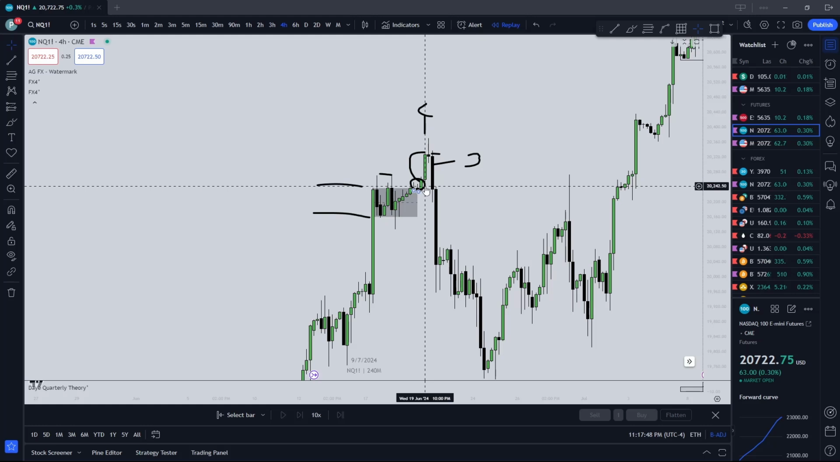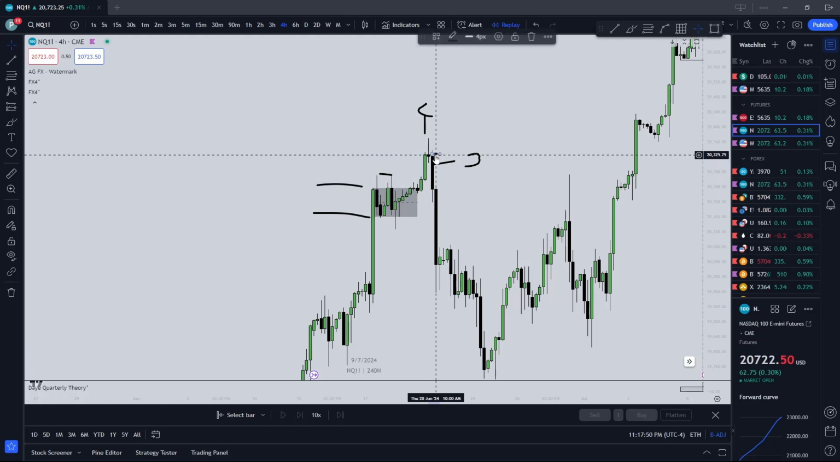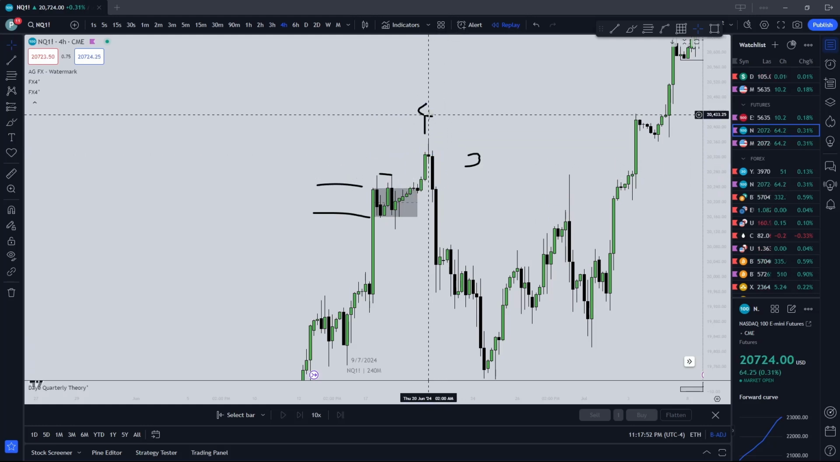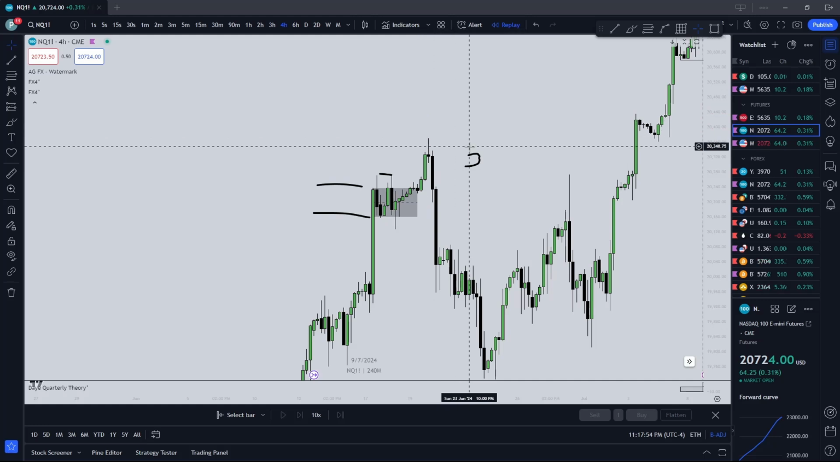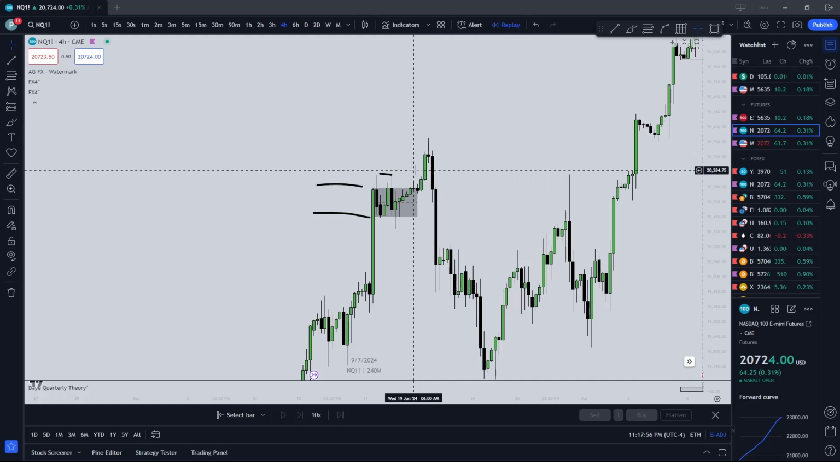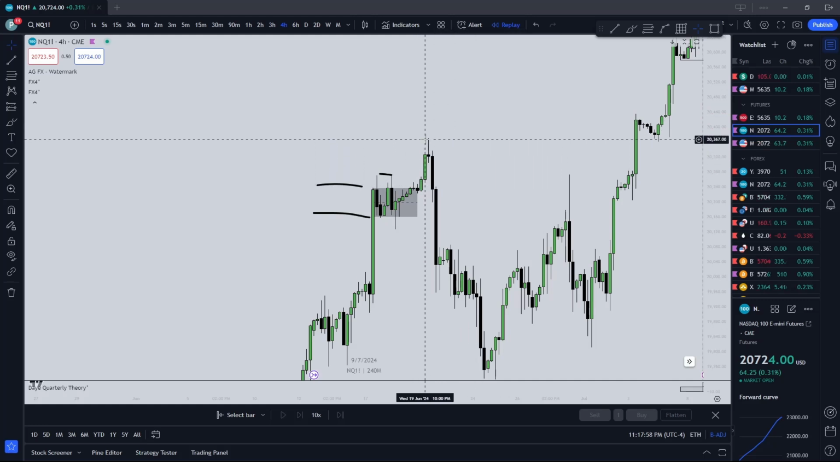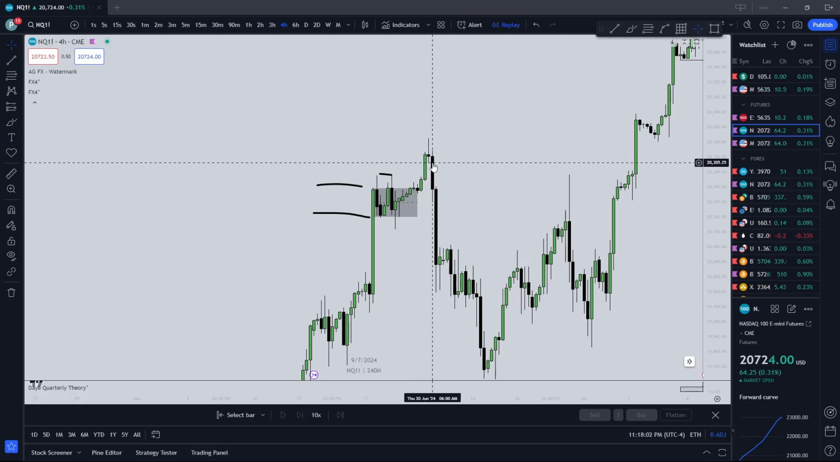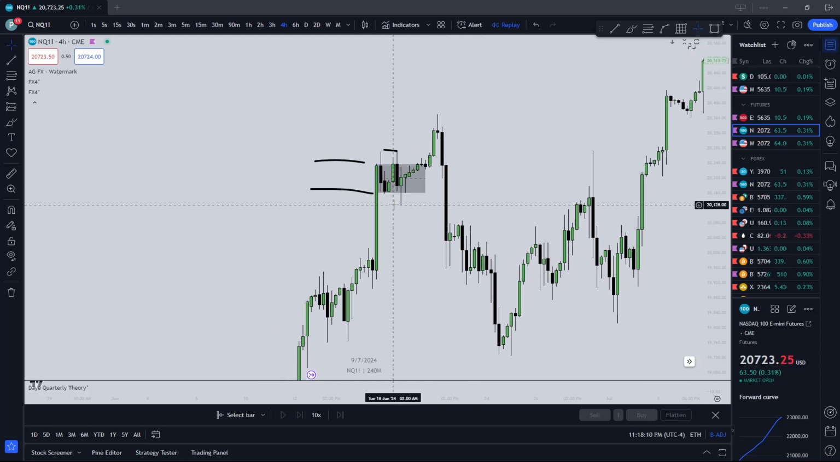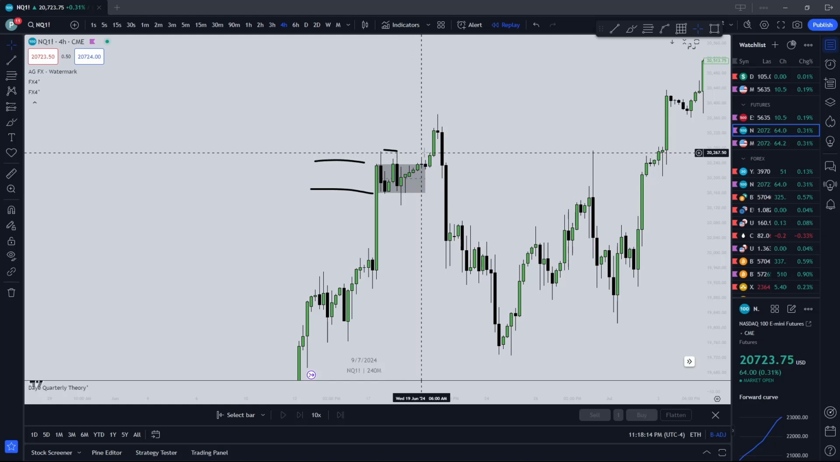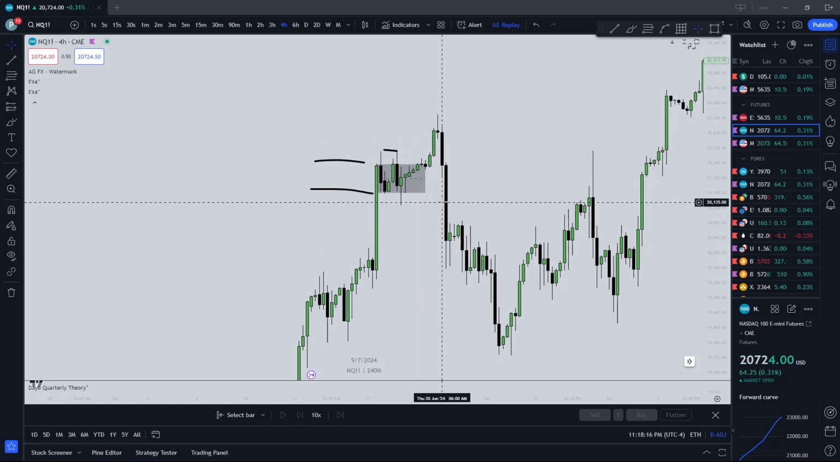Gonna delete all the marks off the chart and visualize that concept with our Asian manipulation into our London manipulation. With our Asian accumulation, London manipulation into our 6 a.m. reversal distribution into our 10 a.m. continuation. Understanding we had liquidity above and below, sweeping one side, delivering the other.